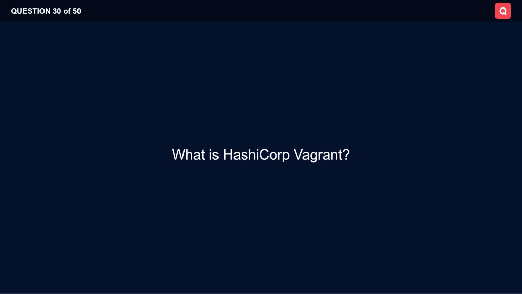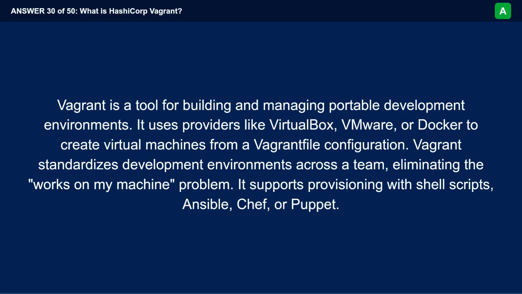What is HashiCorp Vagrant? Vagrant is a tool for building and managing portable development environments. It uses providers like VirtualBox, VMware, or Docker to create virtual machines from a Vagrantfile configuration. Vagrant standardizes development environments across a team, eliminating the "works on my machine" problem. It supports provisioning with shell scripts, Ansible, Chef, or Puppet.